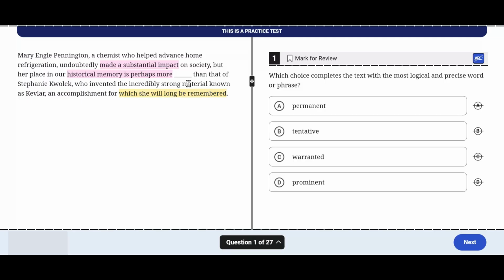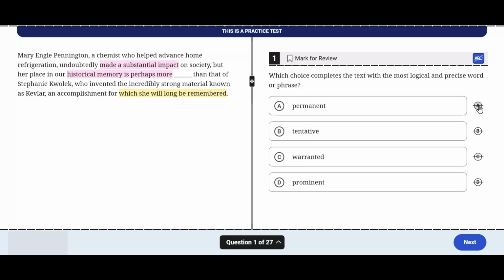She's more unknown than Stephanie Kwolek for her work, even though she did have a substantial impact, because it talks about how incredibly strong and well known Stephanie's invention of Kevlar was. And so Mary's might be perhaps more short-term lasting in our historical memory. So that's kind of the idea I'm going for with that blank. Let's go and check on the other side.